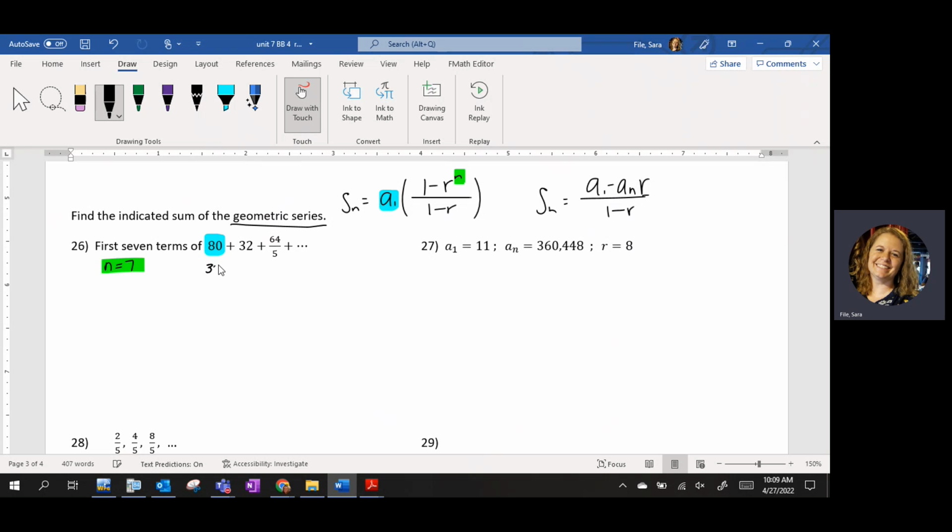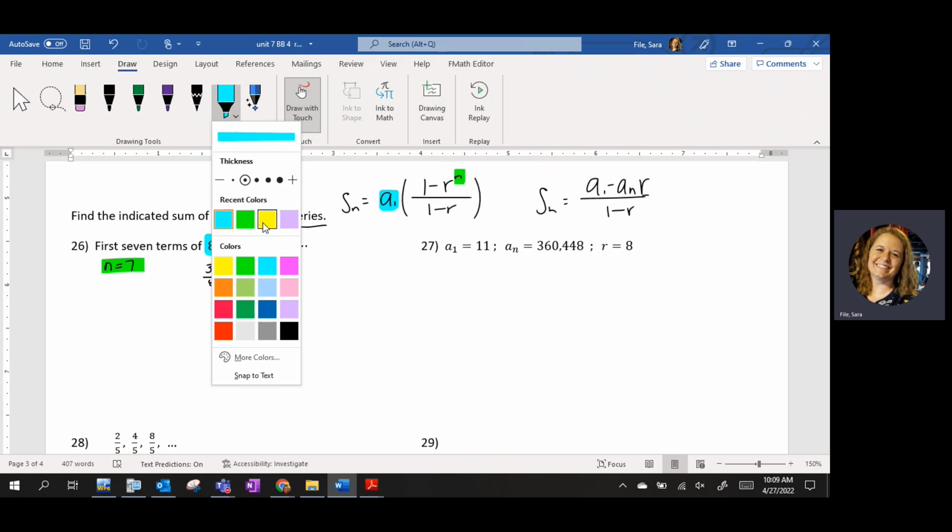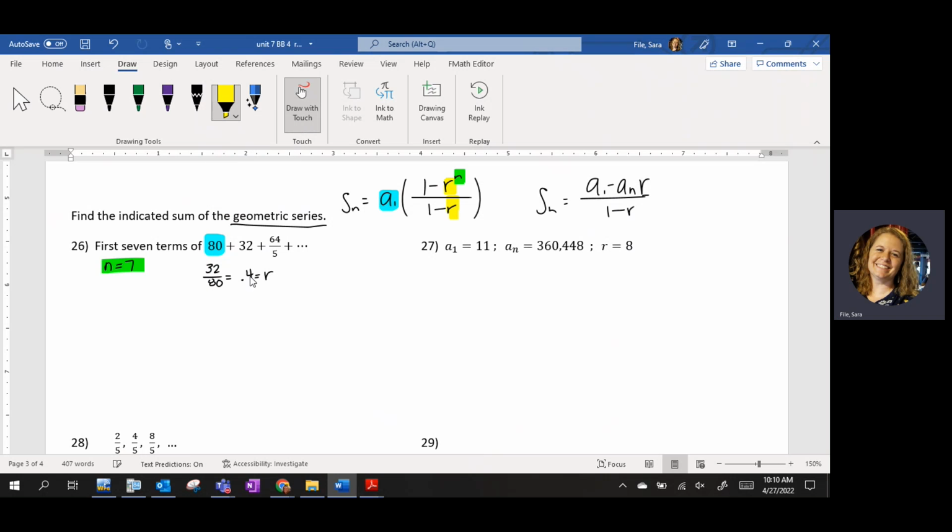So remember, you take a term and divide by the previous term to get that ratio. So 32 over 80 is 0.4. That is our r. So that's what we're going to plug in here and here. So it gets plugged in 2 places. So the sum of those 7 terms would be 80 times 1 minus 0.4 to the 7th power over 1 minus 0.4.